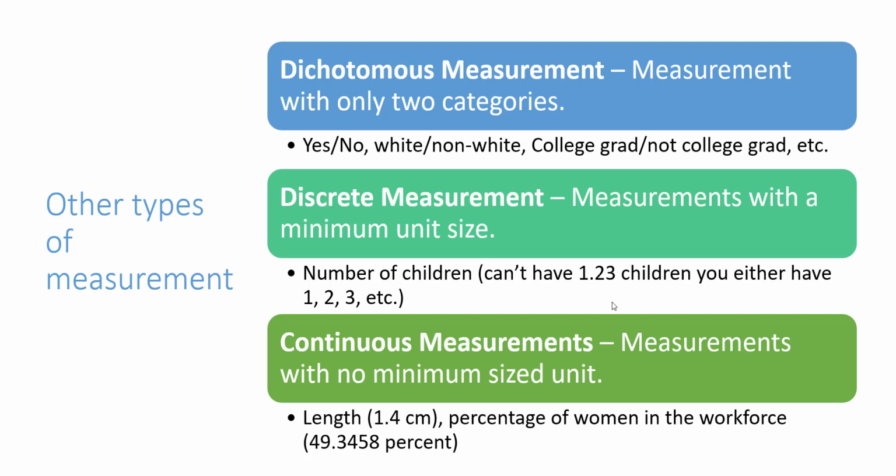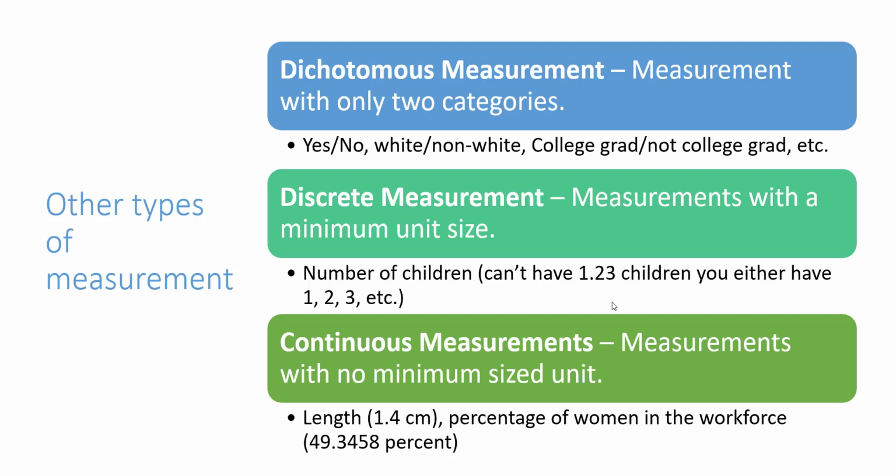We also have variables that are considered discrete measurements, or measurements with a minimum unit size. So an example of this would be number of children. I personally can't have 1.23 children. I either have 1 or 2 or 3 children, etc. You can't have a fractional child. And then lastly, we have continuous measurements, which are measurements with no minimum unit size.